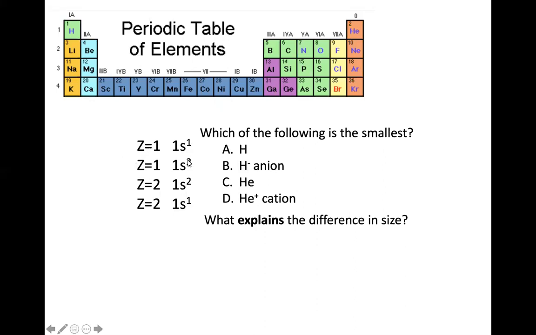One is 1s1, 1s2. For the helium or the helium plus cation, they both have 2 protons, different number of electrons. We've already compared hydrogen and helium. I think helium plus cation is going to be the smallest out of this group, and the hydrogen minus anion the largest. So before I offer my explanation here, I want to point out an aspect of this question right here.